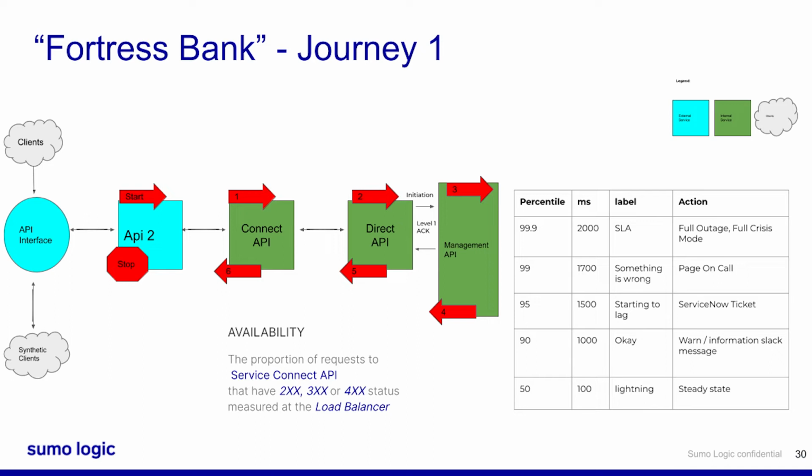Due to contractual obligations, this first user journey had an SLA for 99.9% of the time. They had to send an acknowledgement of a payment that had been processed within 2,000 milliseconds. It's pretty fast. With that, we have our top end of the goal.